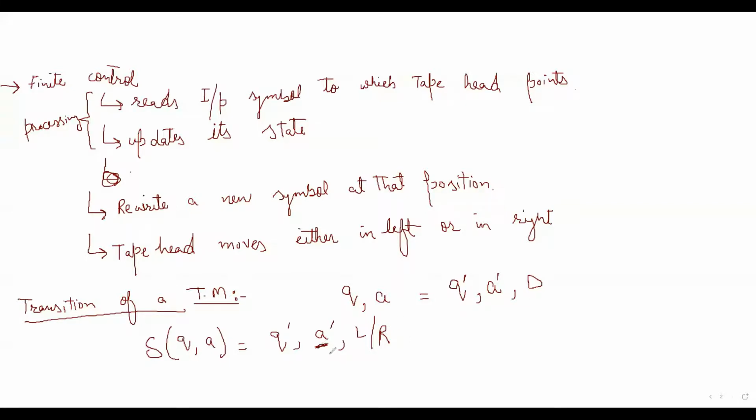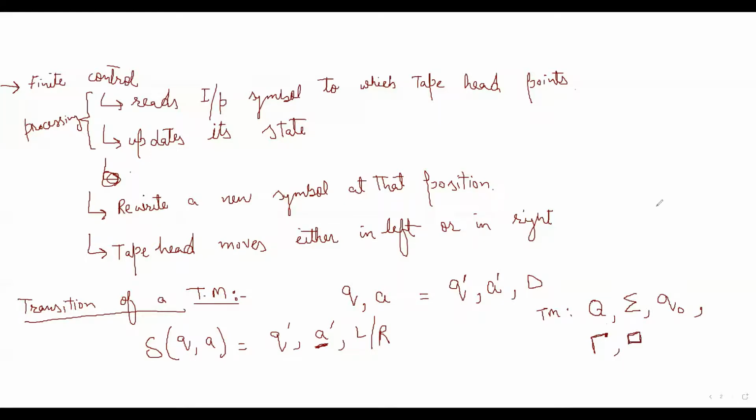So you can see that in our Turing machine, we have states, we have the input symbols, we have the initial state Q0, and we have the tape symbols that we rewrite. And what else we have? We will see. We have another special symbol called the blank symbol.